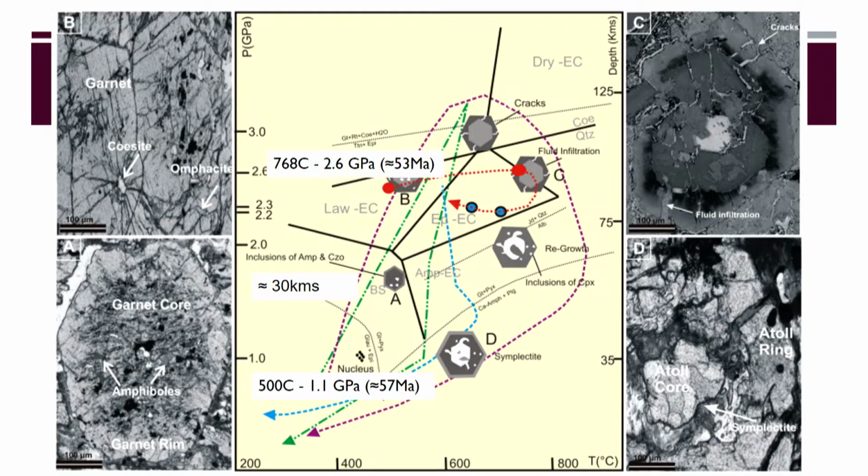Followed by the formation of the coesite with the omphacite. This is typically at higher temperatures, 760 or nearly 800 degrees Celsius, 2.6 GPa, somewhere at 53 million years. This is typically what you would find for this association of minerals in the pure eclogite now. And now we have actually crossed the coesite-quartz boundary. So we typically have the formation of coesite.